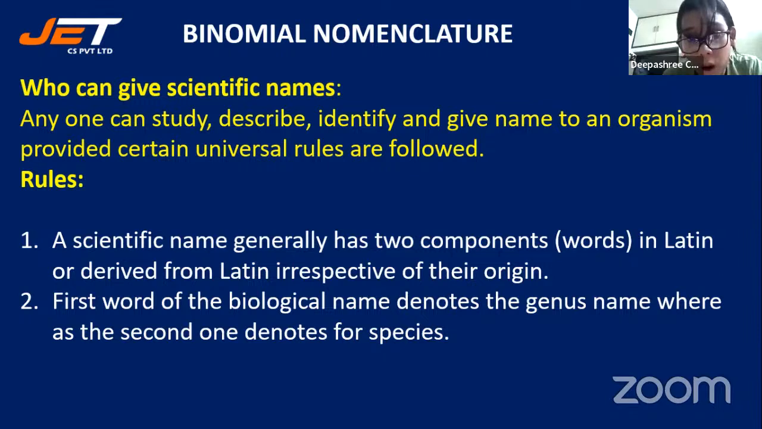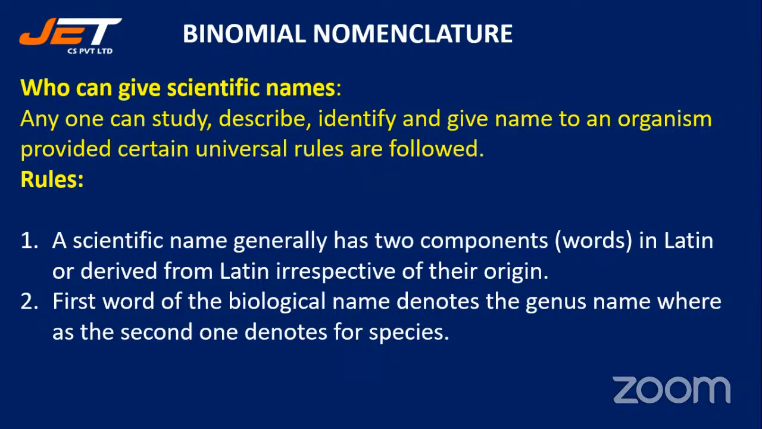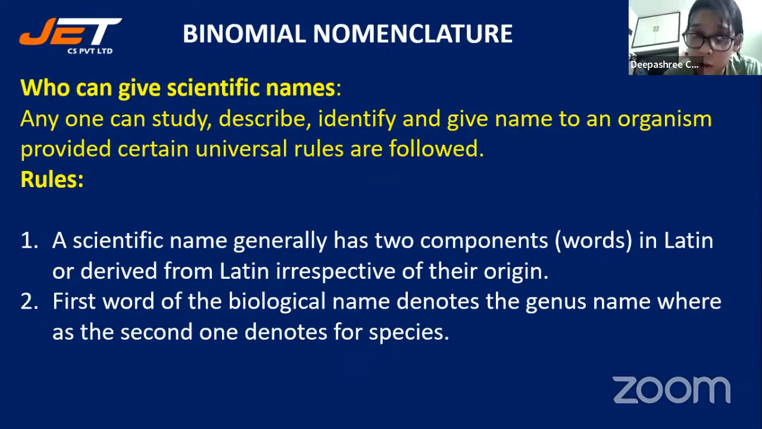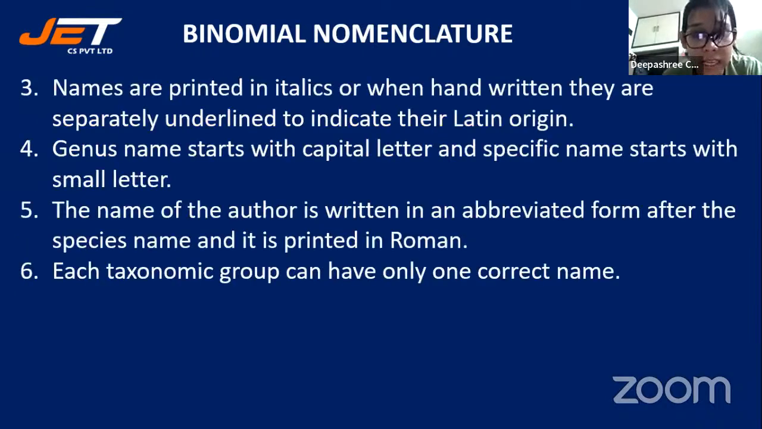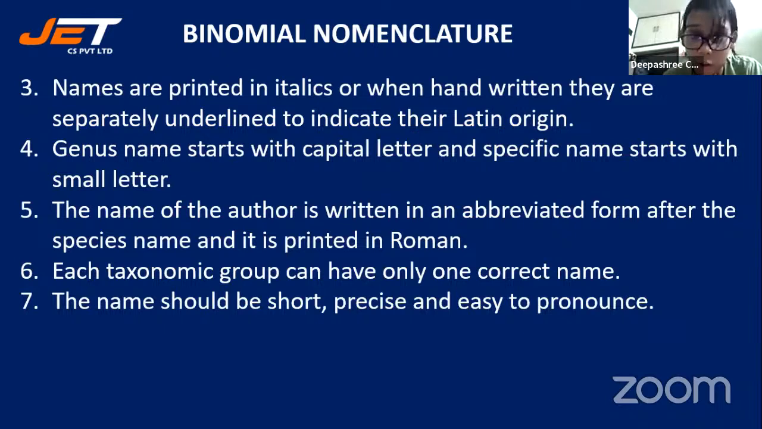The first word of the biological name denotes the genus, whereas the second word denotes the species. We already read this: in Mangifera indica, Mangifera is the genus name. Ma'am, an important thing is that when the name is handwritten, it should be underlined. Yes, those are the different points; we are coming to them one by one. There are 7 rules.